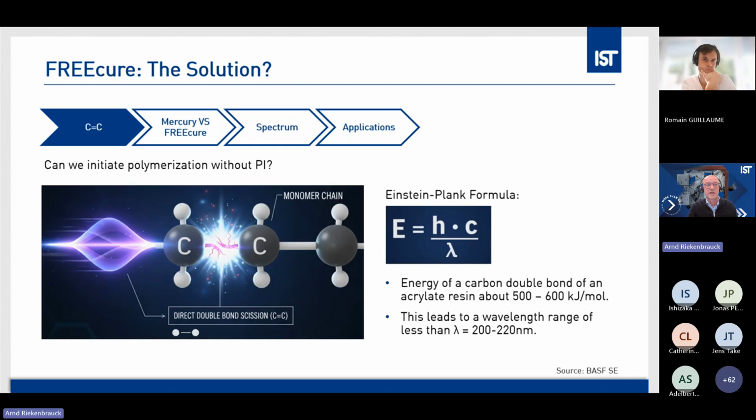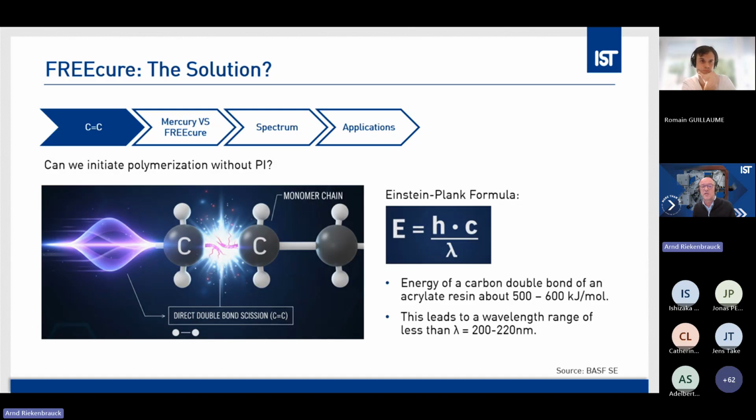We find here first the technical way we create these double bondings. It's just a derivative of the Einstein-Planck formula. A carbon double bond has an energy of 500 to 600 kilojoule per mole. You have to overcome that, and for that you need approximately 6.15 electron volt. 1 electron volt is 1240 nanometer, it's a definition. You divide by 6, and you find yourself around 200, 220 nanometer. So that's the wavelength you need to create direct double bondings.